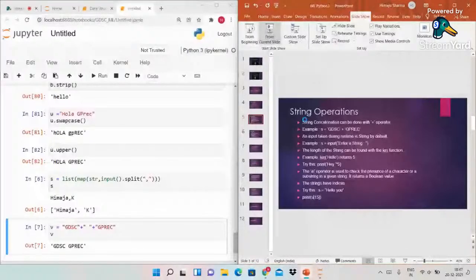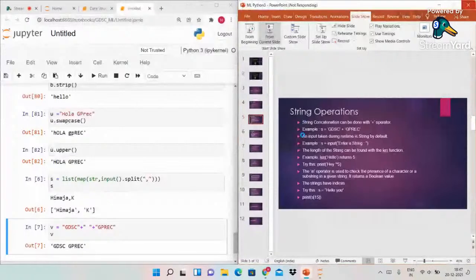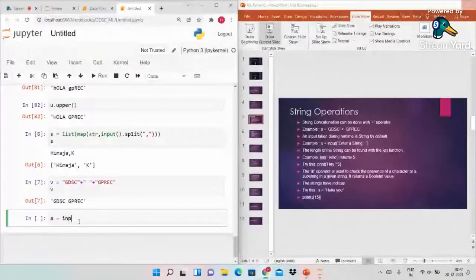Okay. So yeah. String concatenation can be done with the plus operator also, as we saw here. And an input taken during runtime is a string by default. Let us see what I mean by that. Now let me write something like this. Let us write a is equal to. Don't get freaked out looking at the word input and all that stuff.